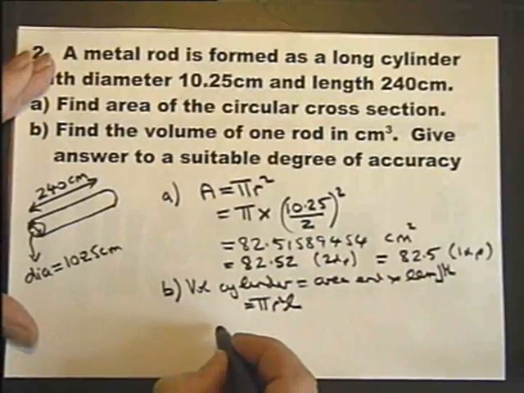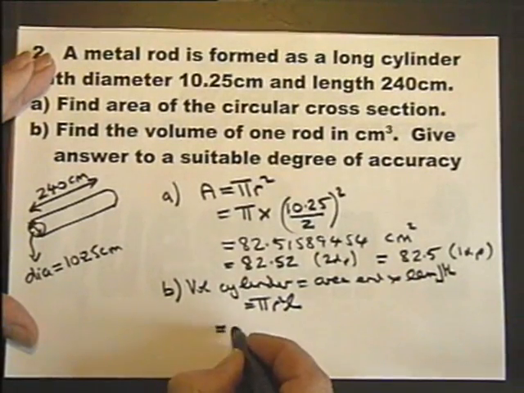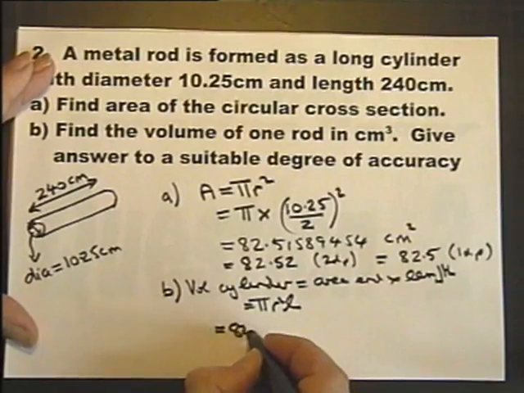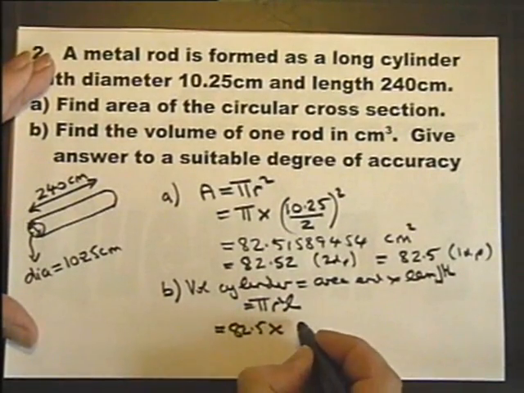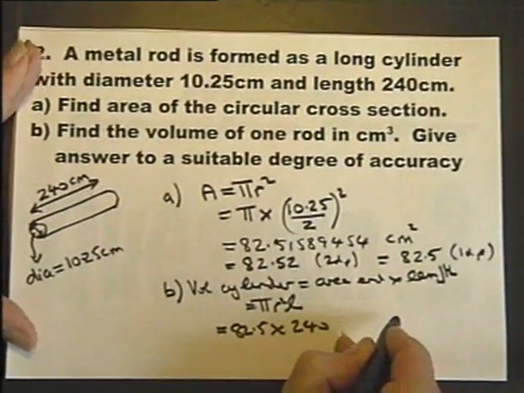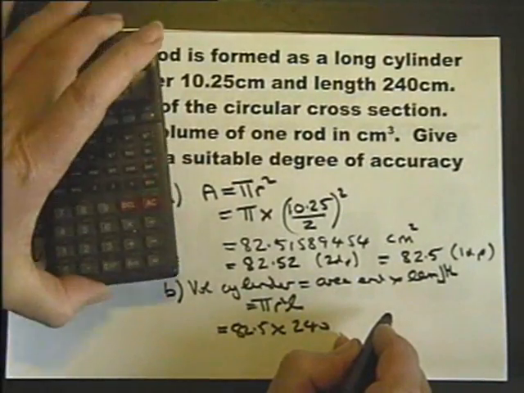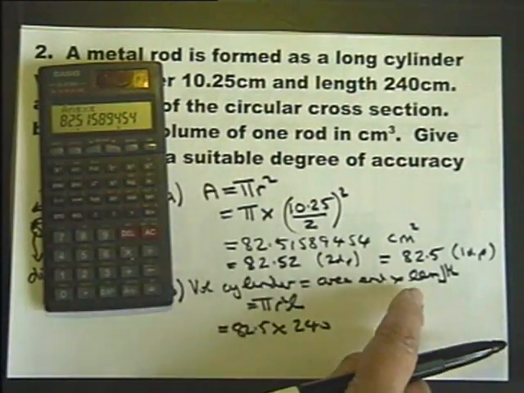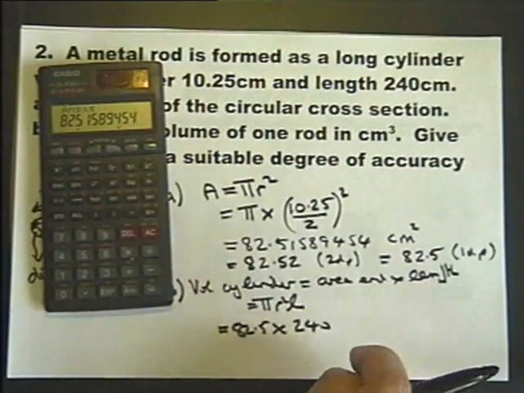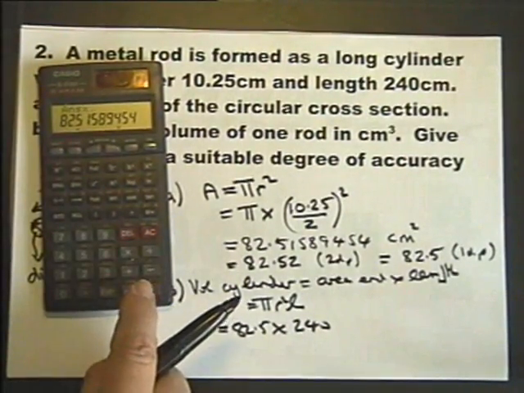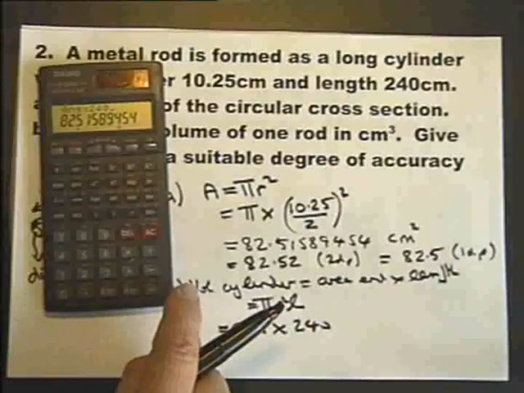So it's the answer we just got multiplied by 240. Now, if you don't turn your calculator off, that answer is still in the window, the full calculator answer. So I might as well multiply the full calculator answer by 240.